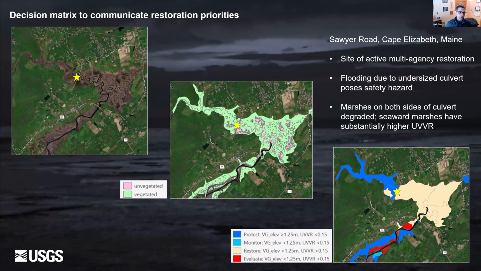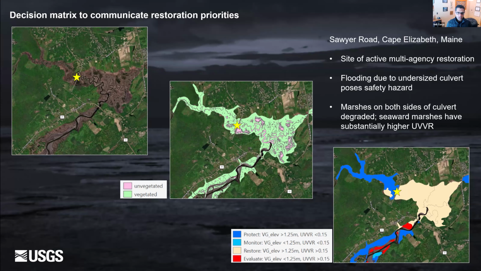So this is a Spurwink Marsh off Sawyer Road. Sawyer Road is here with this yellow star. So this is already a restoration project. This road has been flooding, and the marshes on both sides of the road, because of an undersized culvert, are somewhat degraded. The seaward marshes more than the landward marshes. And Fish and Wildlife and the towns and other partners have been working to restore that culvert in order to improve the flow, and I think that project is currently underway.